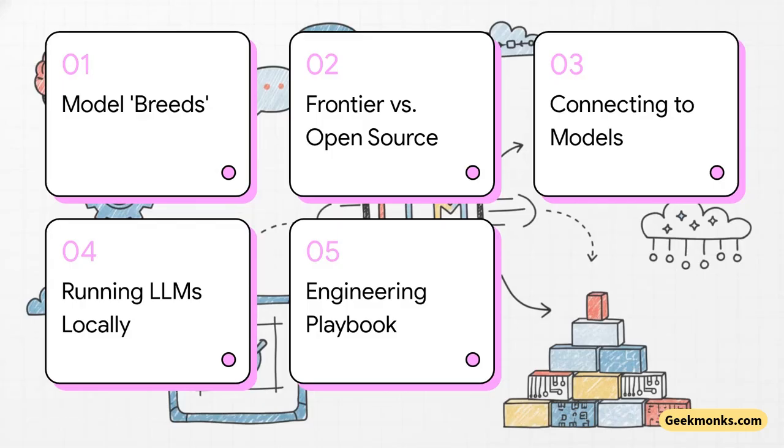Okay, so here's our game plan. First up, we'll talk about choosing your model's breed. Then we'll get into the big debate, frontier versus open source. After that, we'll cover how you actually connect your app to a model. We'll even touch on running LLMs locally. And to wrap it all up, we'll give you a solid engineering playbook you can use.